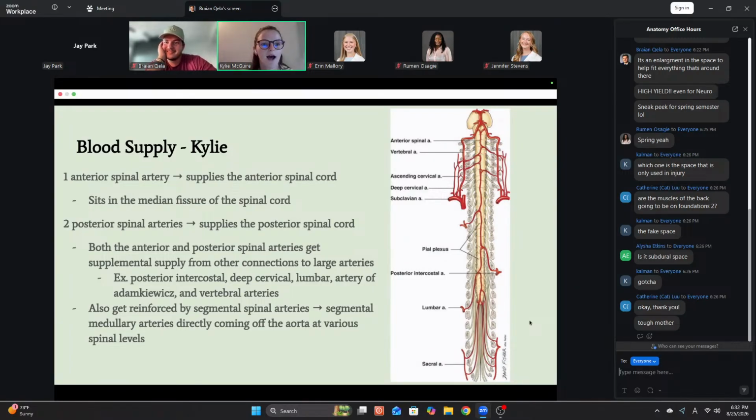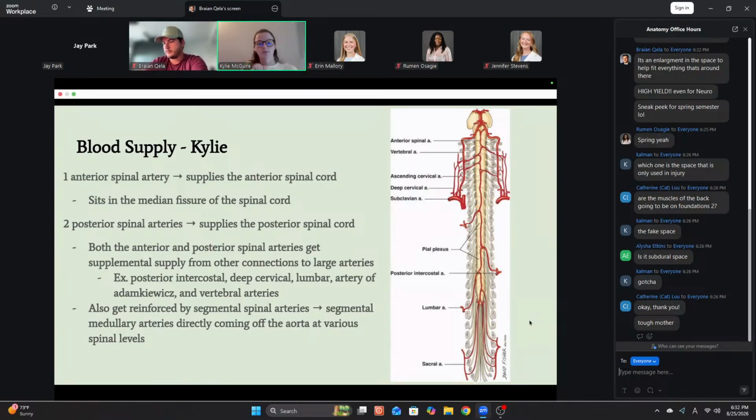Look at them up. The one in the front is going to supply the anterior 2/3 of the spinal cord, and the posterior ones are going to supply the posterior 1/3 of the spinal cord. Both the anterior and posterior spinal arteries are going to get extra blood, like supplemental flow, so you never lose blood supply to your spinal cord.